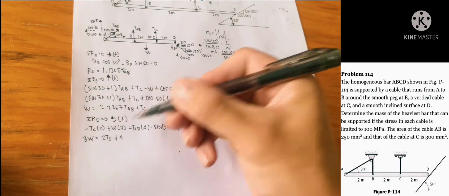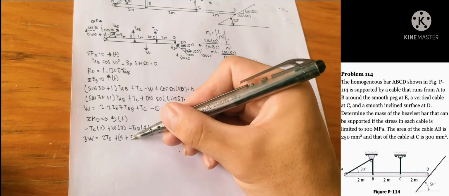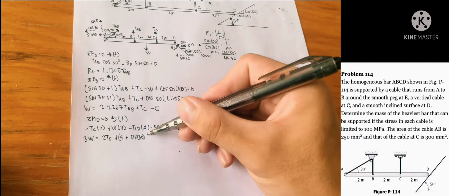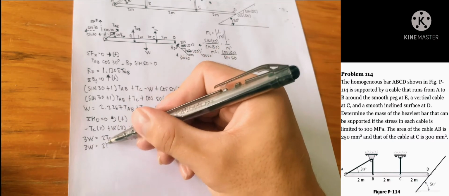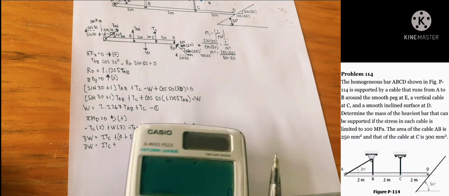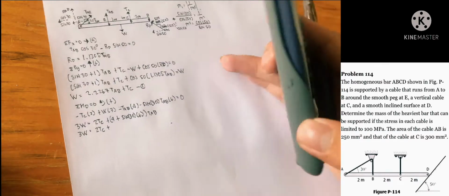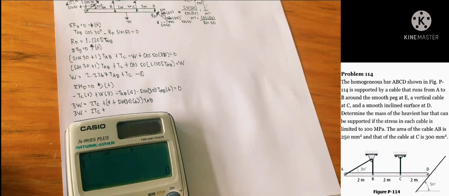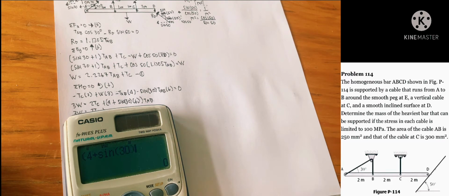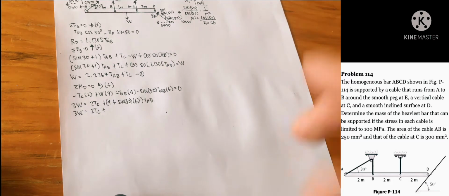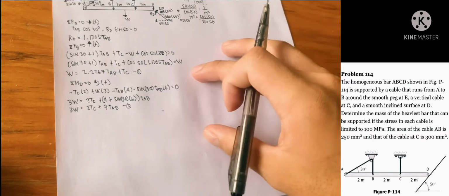2 times TC, and this is just algebra, you can check. Plus sine 30 multiplied by the moment arm. This is AB. Simplifying, we would have 4 plus sine 30 multiplied by 6, that is 7 multiplied by the tension at AB. That is our equation 2.